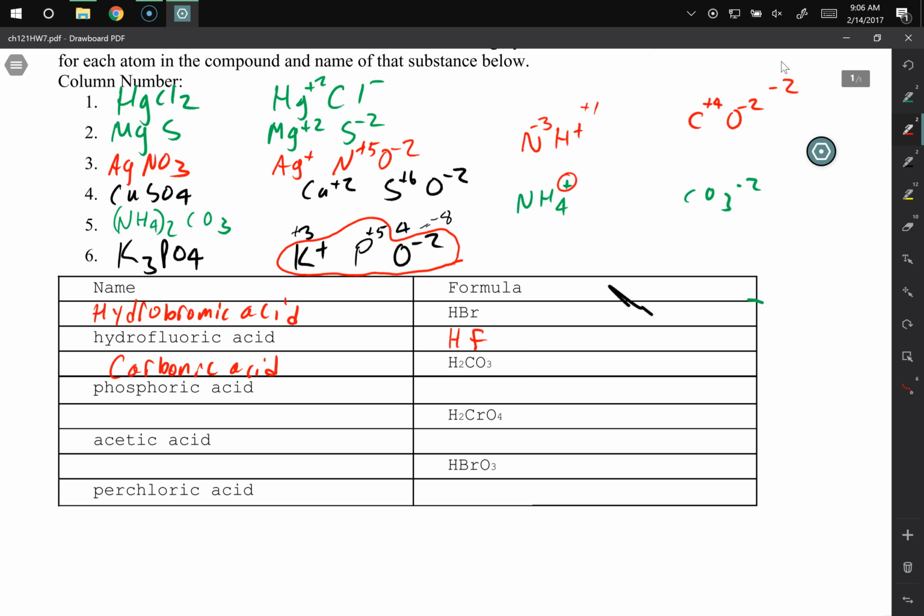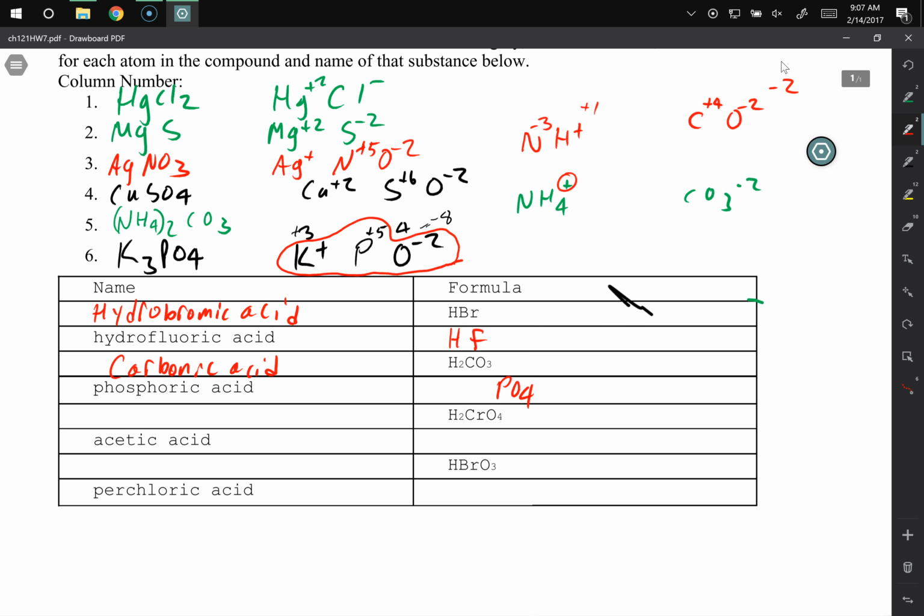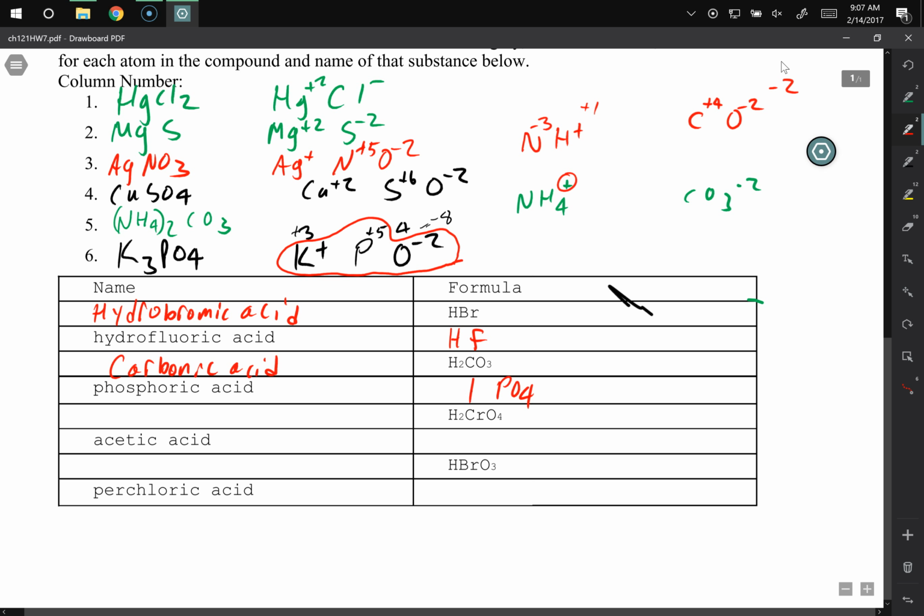Okay? So the next one I've got is phosphoric acid. So tell me something about this. It's got some oxygen in it because it doesn't say hydro. And I know it's an acid. It starts with an H because it says acid there. So phosphoric was what polyatomic ion? Phosphate. And the formula for a phosphate is PO4 with a minus 3 charge on it. So if I'm canceling out the negatives to make this a molecule, how many H's do I need? 3, so H3.